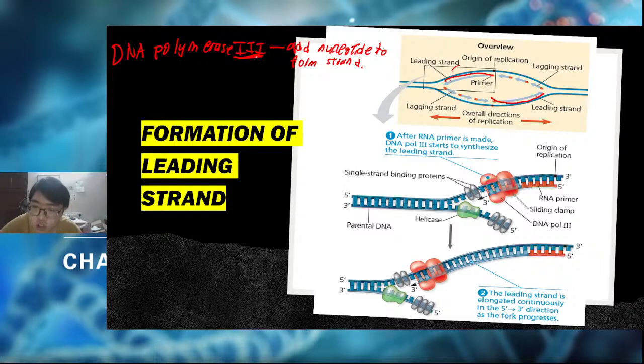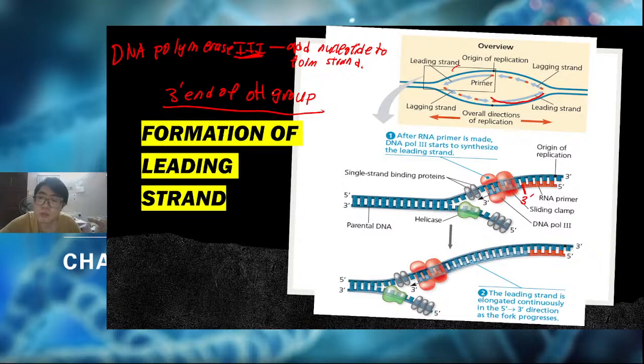But in the real situation, actually, DNA polymerase cannot add nucleotides directly. Dia tak boleh, langsung tak boleh. DNA polymerase can only add nucleotides when there is a 3 prime end with an OH group. Kalau macam kosong-kosong punya, dia tak boleh. Ini adalah spesifik dia. It can only add nucleotides at the 3 prime end OH group.